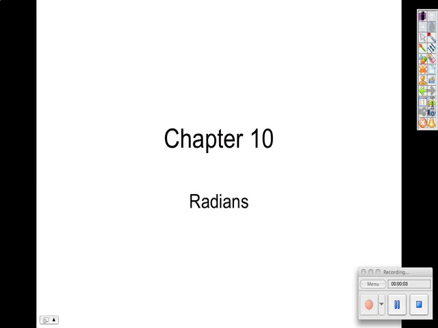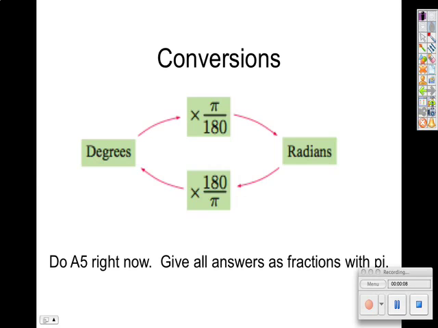Chapter 10, we start getting into trig, and 10 is mostly about dealing with radians. The conversion for them is multiplying by pi over 180 or by 180 over pi, going back and forth. And on page A5, I want to make sure that you definitely fill those tables in so that you are familiar with the conversions for certain angles, if you aren't already familiar with those.